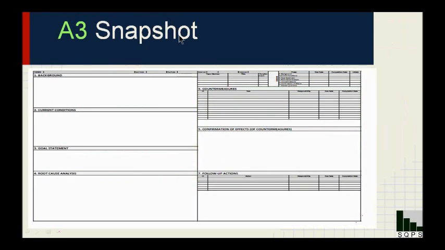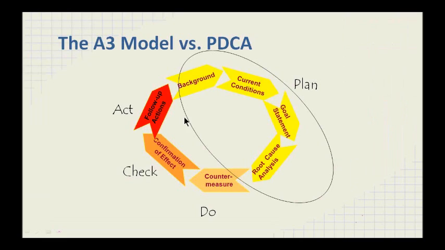So as you can see, this is a snapshot. This is a typical A3 form or template. As you can see, the background, current conditions, goal statement, root cause analysis, and then the countermeasure on this side, confirmation, and follow-up action. This is just a diagram showing you the plan, do, check, act in relation to the A3 model.